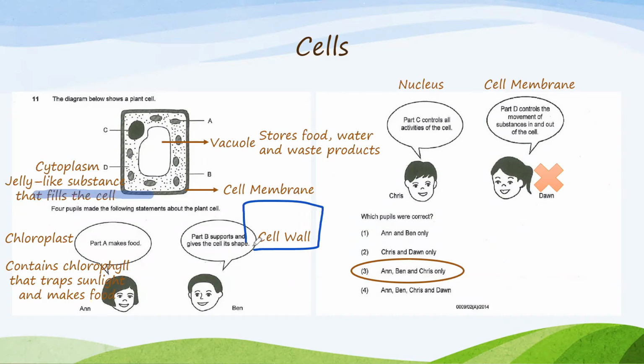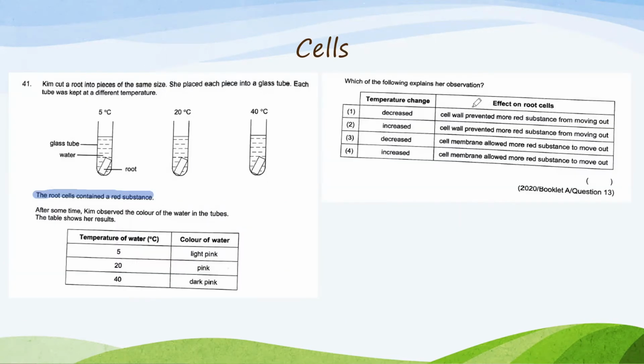Does the cell wall control the movement of any substances? No. The cell part that controls the movement and acts as a barrier is the cell membrane. Let's go back to the question. Does the cell wall prevent any substance from moving out? No.